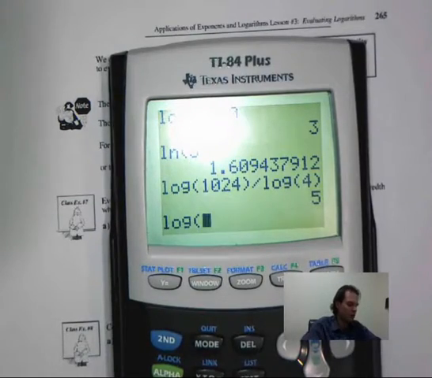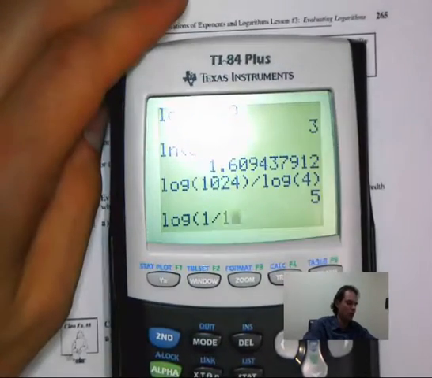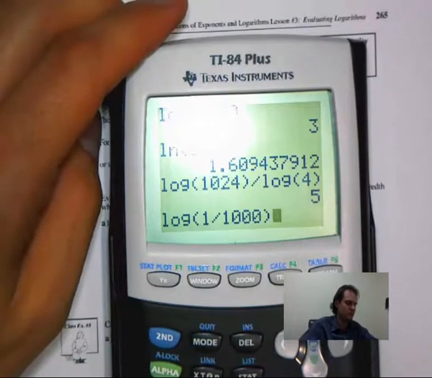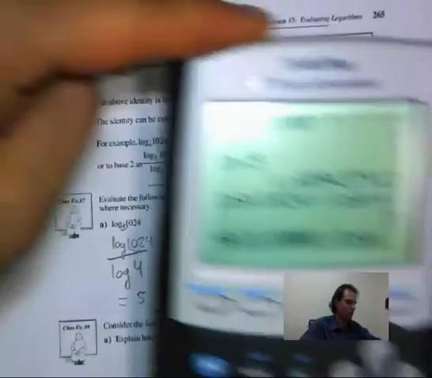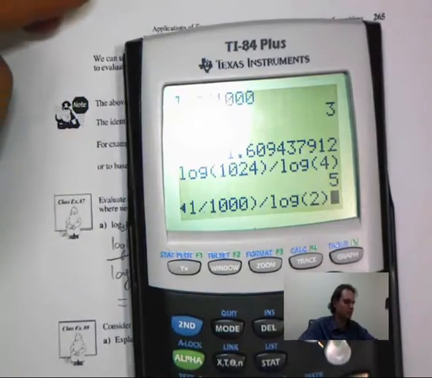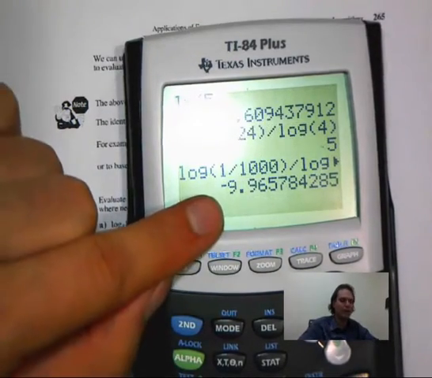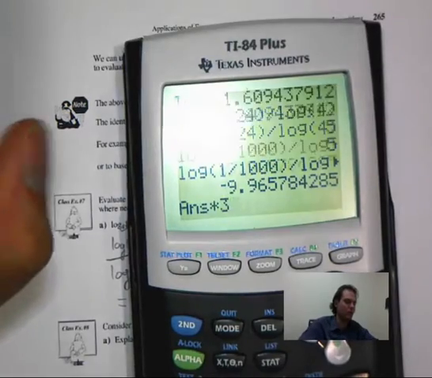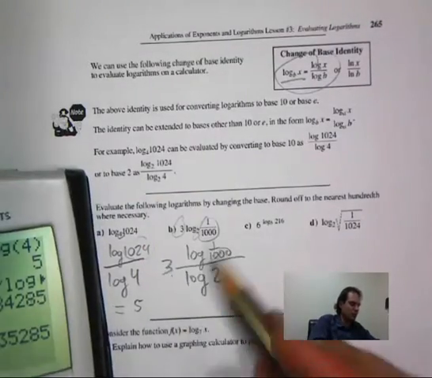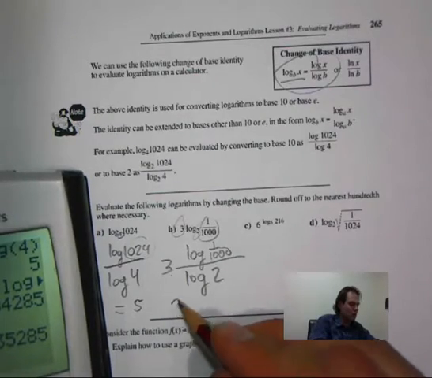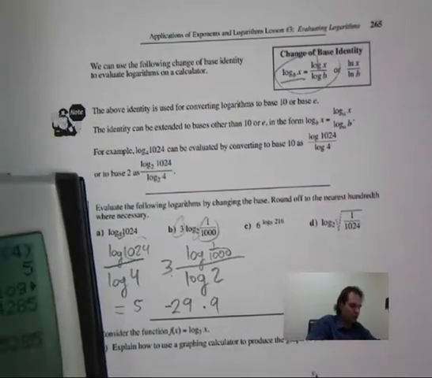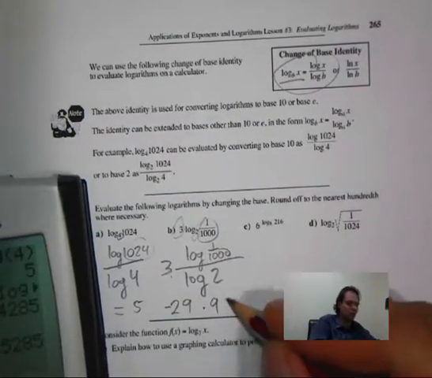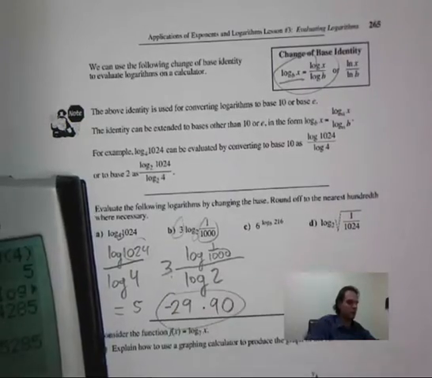So we're going to go log, and it was 1 divided by 1000. Okay? And then this is all divided by log, and what base were we in? 2. Okay? So we push enter. I'm going to get negative 9. Now we have to multiply that by 3, because that's what it tells us to do. So we end up getting negative 29.9. I believe we want the nearest 100th. Yeah, 0.90 if I round off. Okay, so that's the solution for that one.